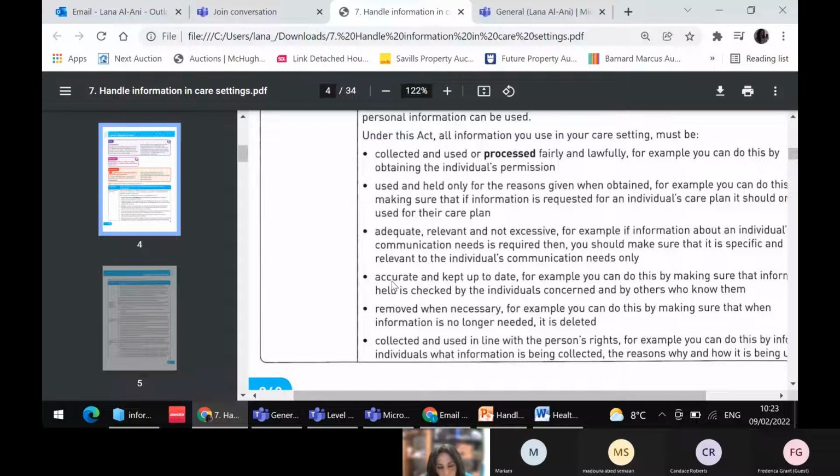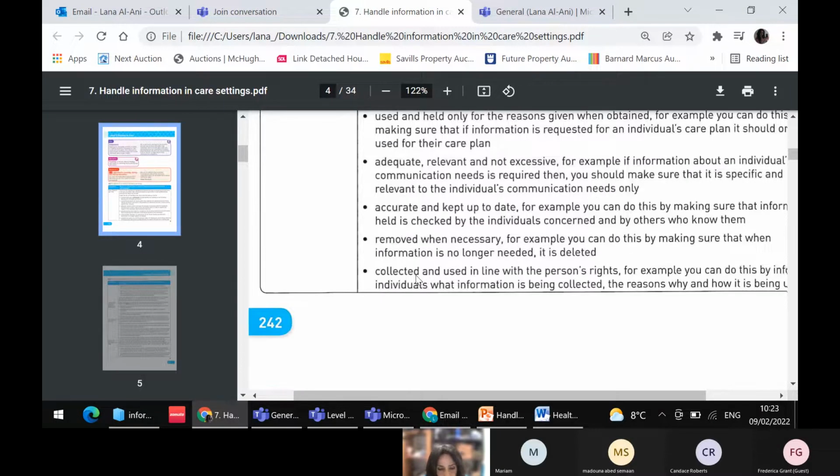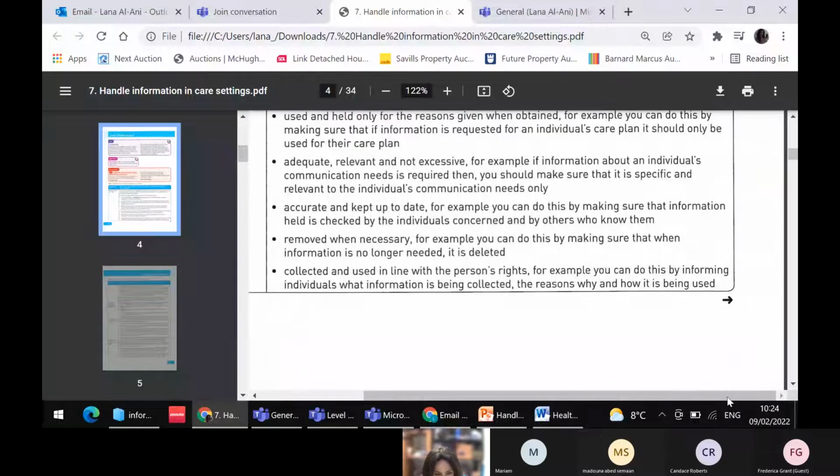Now we need to keep them up to date. We need to remove them from the system when it is necessary. If this client has moved somewhere else or to another care home, then we don't need their information anymore. And also this information needs to be collected and used in line with the person's rights. For example, we can do this by informing the individual what information is being collected about them and for which reason.